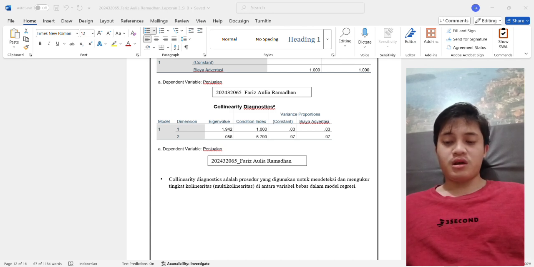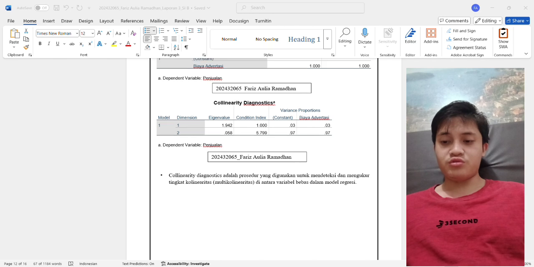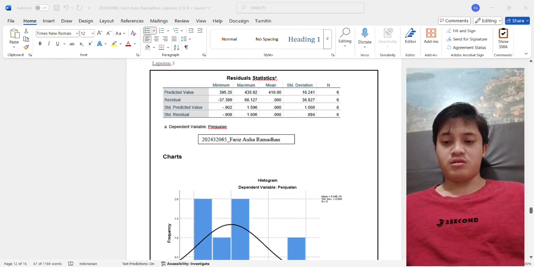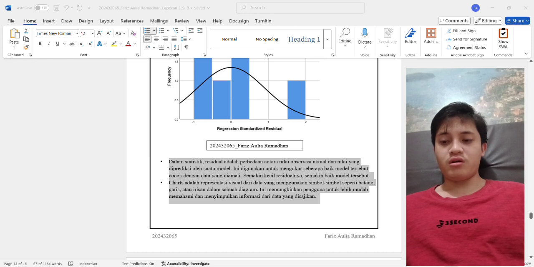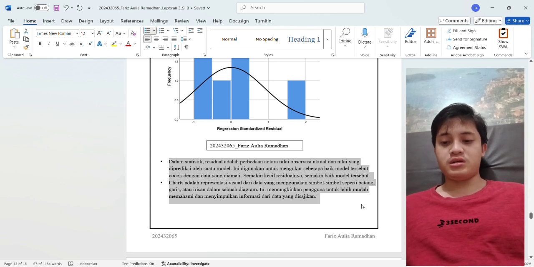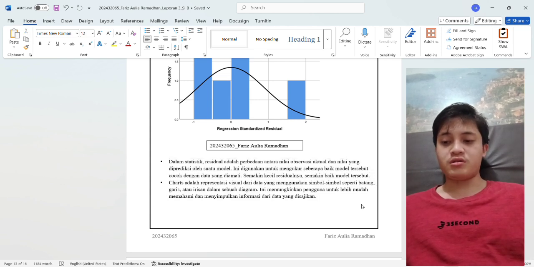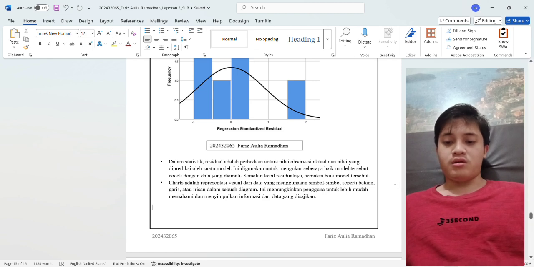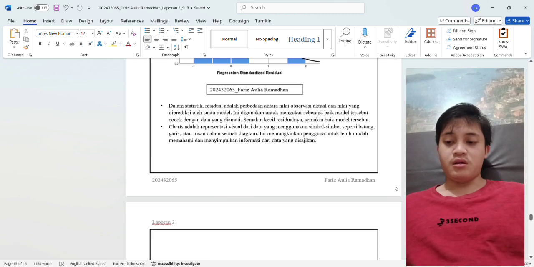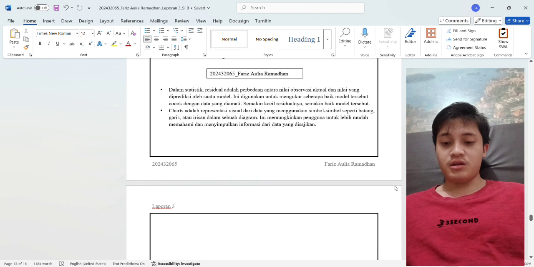Collinearity diagnostics are procedures used to detect and measure the level of collinearity or multicollinearity among independent variables in a regression model. In statistics, a residual is the difference between the actual observed value and the value predicted by a model. Charts are visual representations of data that use symbols such as bars, lines, or dots in a diagram.